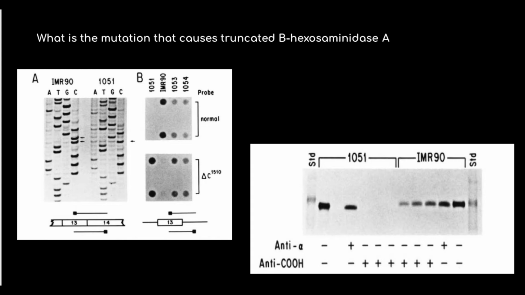This led them to focus in on this area, and so that's when they conducted the reverse transcription and the PCR of this area by the 3' end. And then they directly sequenced, which can be observed in image A. When they directly sequenced, they determined that the 1051 had a deficit of a cytosine, which can be observed in the rightmost lane in the 1051. That was typically present in normal individuals in the IMR90. Furthermore, this indicates a cytosine deletion.